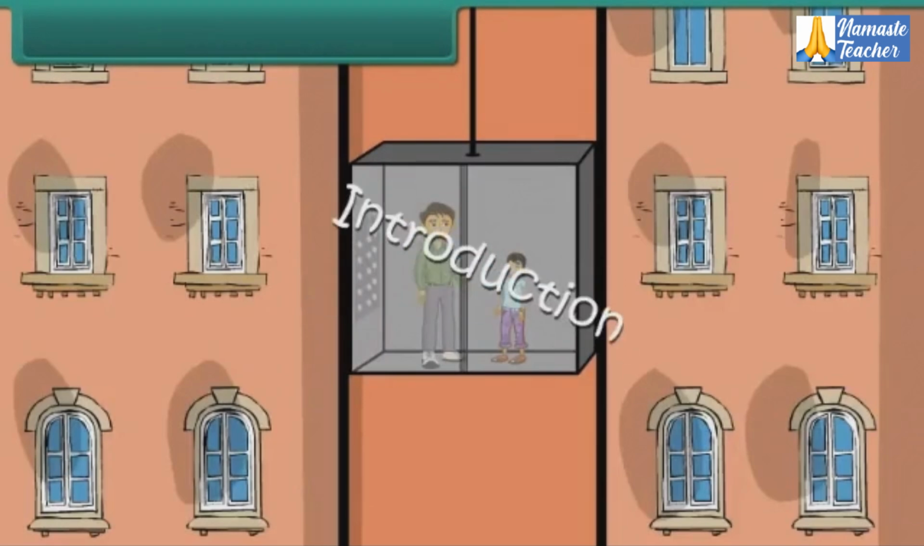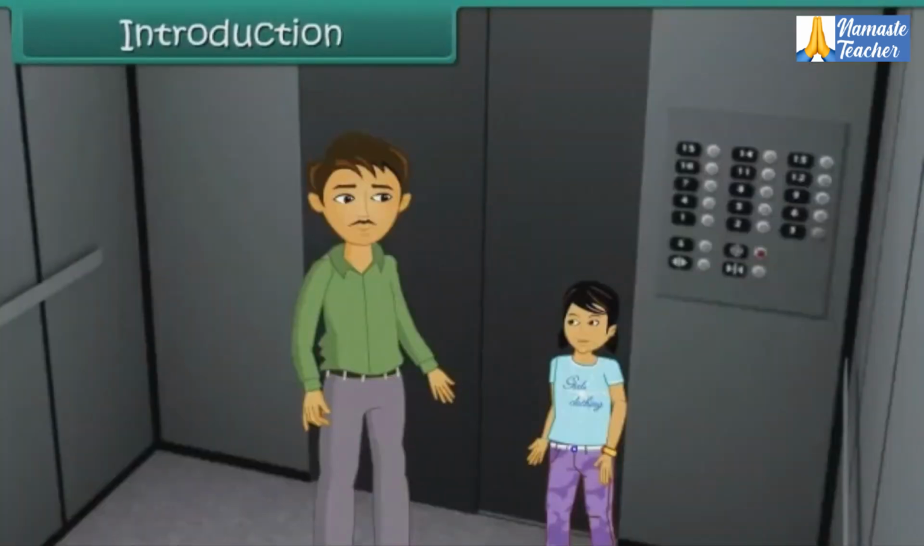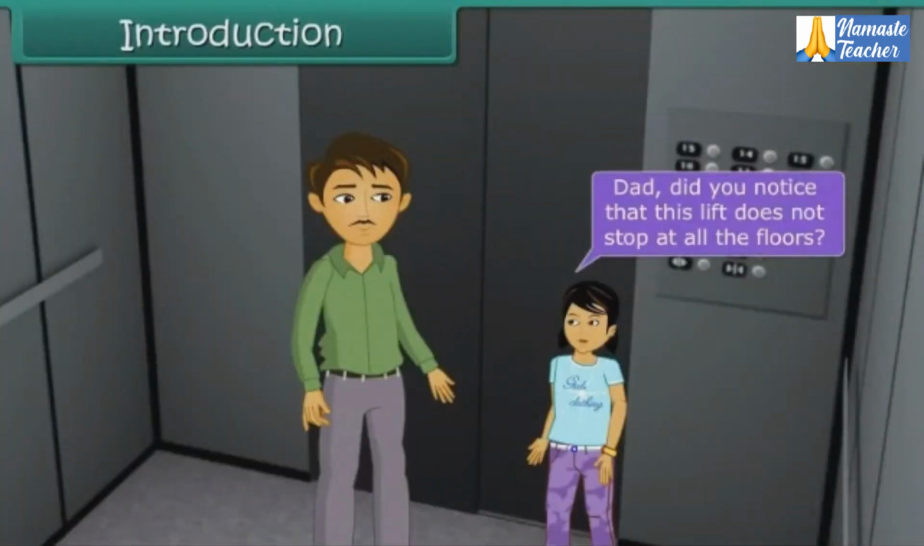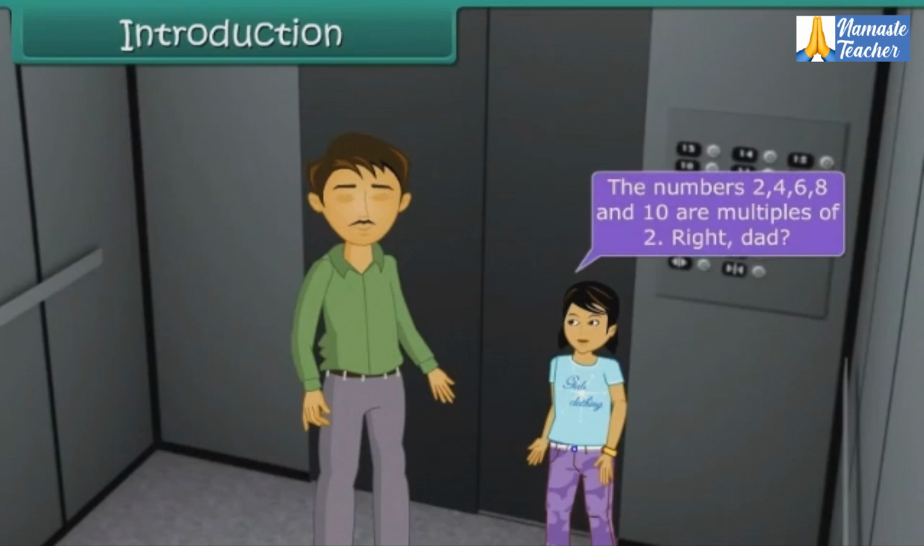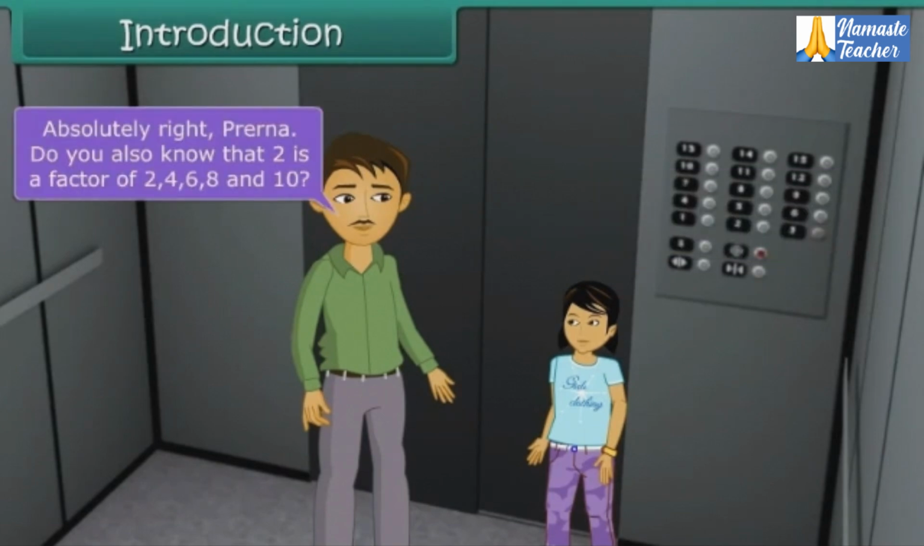Introduction. Dad, did you notice that this lift does not stop at all the floors? I did, Prerna. It stops on the 2nd, 4th, 6th, 8th and 10th floors. The numbers 2, 4, 6, 8 and 10 are multiples of 2. Right, Dad? Absolutely right, Prerna.